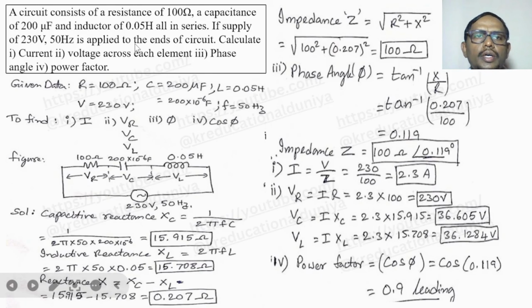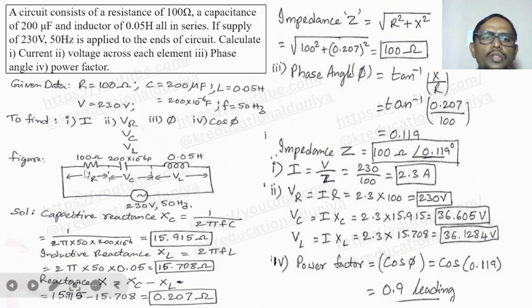A circuit consists of a resistance of 100 ohms, a capacitance of 200 microfarad, that is 200 into 10 power minus 6 farads, and an inductor of 0.05 henries. All are connected in series. Now, if supply voltage V equal to 230 and frequency F equal to 50 Hz is applied to the ends of the circuit, and everything is connected in series.